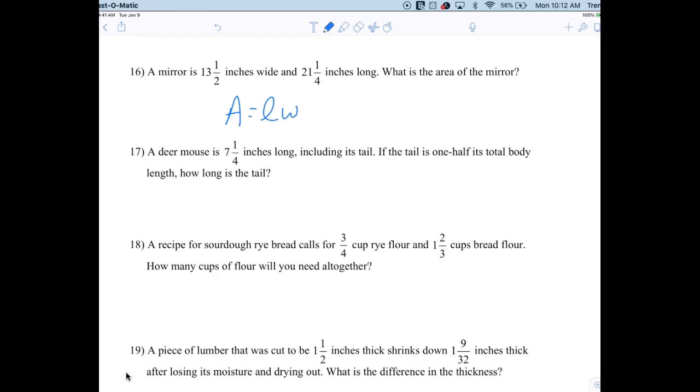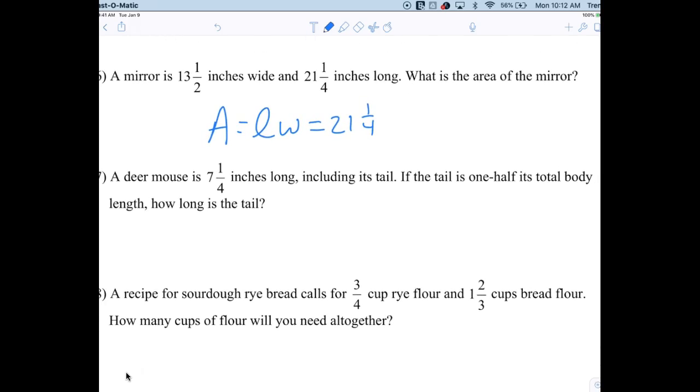So what do I do? Width. Shh. I'm calling on people. 21 and what? And then what? You're awesome. All right, so go ahead. Take care of that. No decimals. Fractions for now. Decimals are for like money.